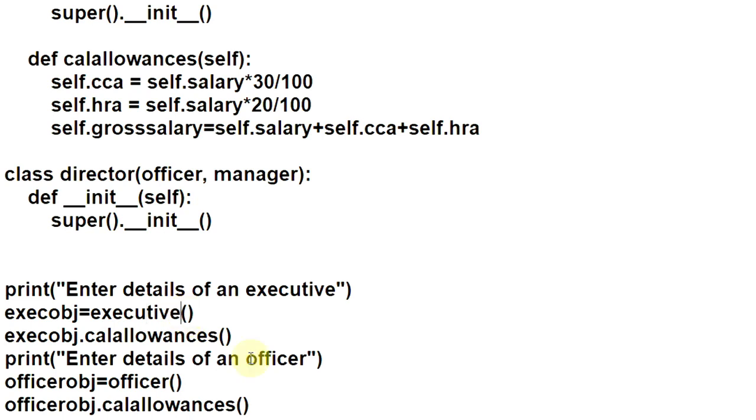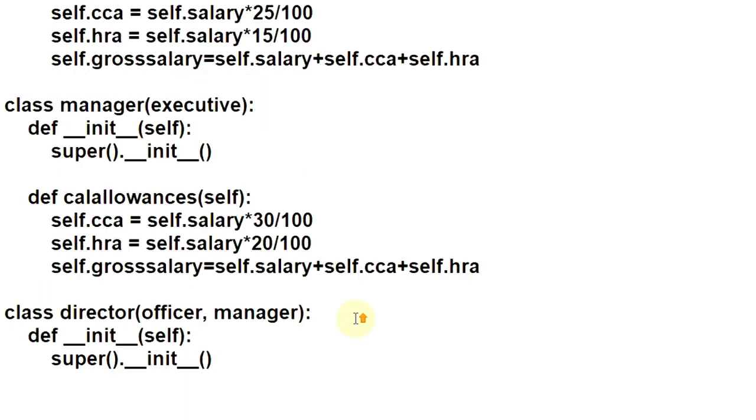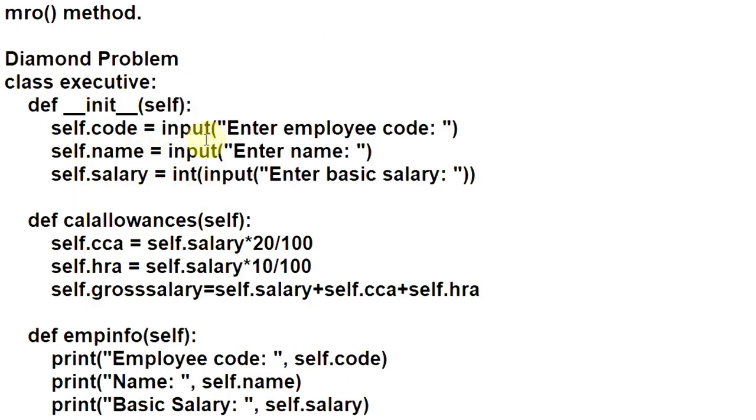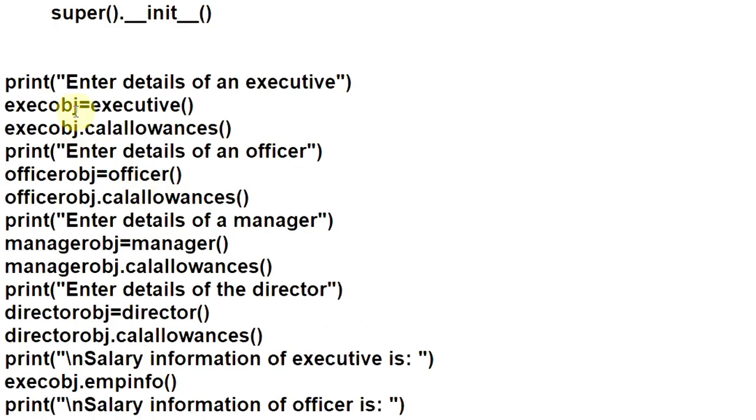So the compiler will look for a default constructor, and if it is found, it will execute it. So the control will come into the executive class. This is the default constructor. It will ask the user to enter code name and salary, and the code name and salary entered by the user will be assigned to code name and salary attributes. These code name and salary are the attributes of exec obj object.